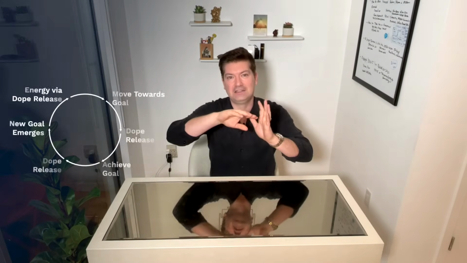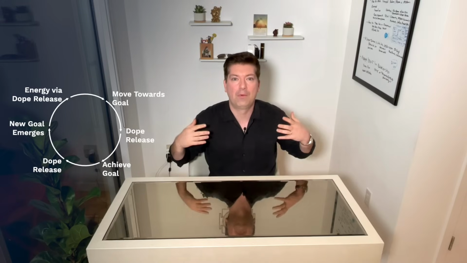A goal emerges that they notice in their environment, something that they want. They get energy through a dopamine rush. They move towards the goal. As they make progress, they receive more of a dopamine rush. Then they achieve the goal, again, another dopamine rush. And then the next time it repeats, it's going to create a positive spin cycle. So positive emotion is helping someone move towards a goal.